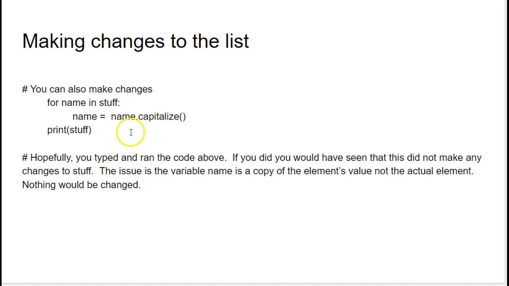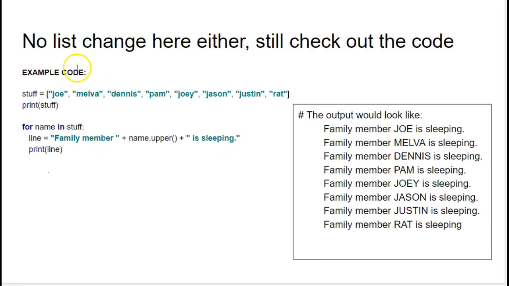Nothing was actually changed. It's because this name here is a copy of the element. It's not the element. So this is just like a one-time shot. Nothing would get changed. Here's another example. No change here either. So here's another for loop, and then I concatenate this together. And I just wanted to show you how to use the upper function and concatenating and displaying stuff like that.